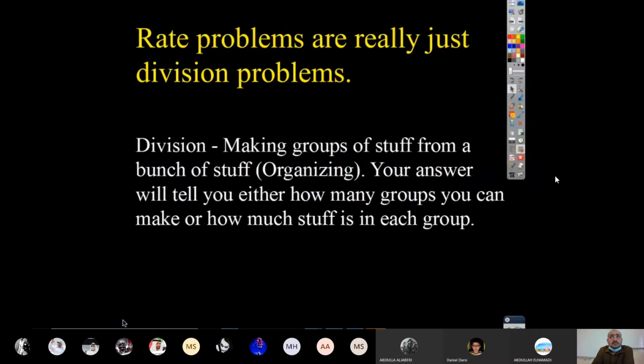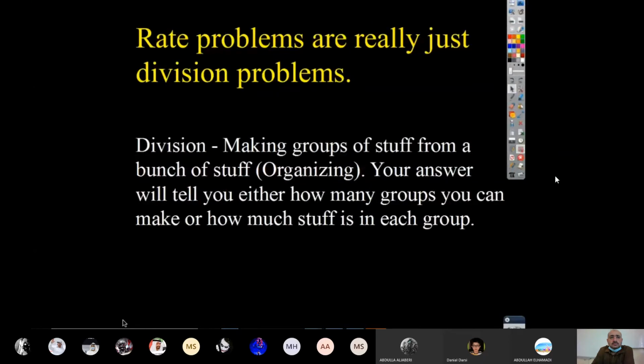So we were talking about division, which is really when you just make groups of stuff from a bunch of stuff, right? You start with a bunch of stuff and you make groups of it. And your answer is going to tell you either how many groups you can make or how much stuff is in each group.